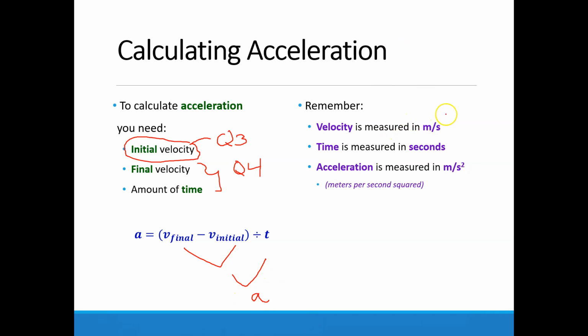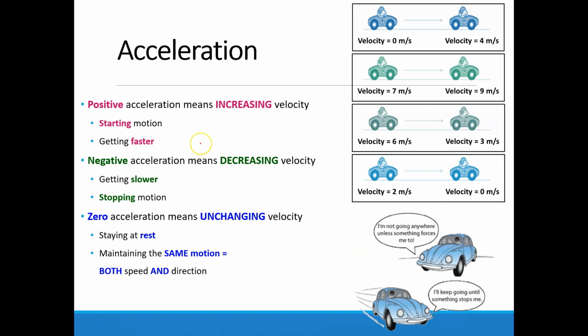Remember, velocity is measured in meters per second, time is in seconds, and acceleration is actually measured in meters per second squared. Remember, the squared part is just a part of the unit. You don't actually need to square any numbers. It's all one single unit. So this square doesn't mean you need to do anything. It's just the units for acceleration.